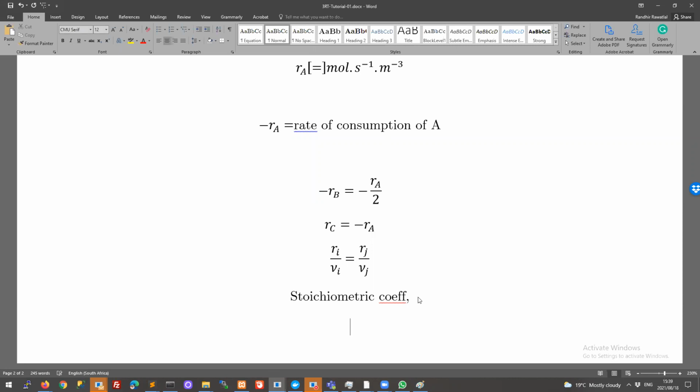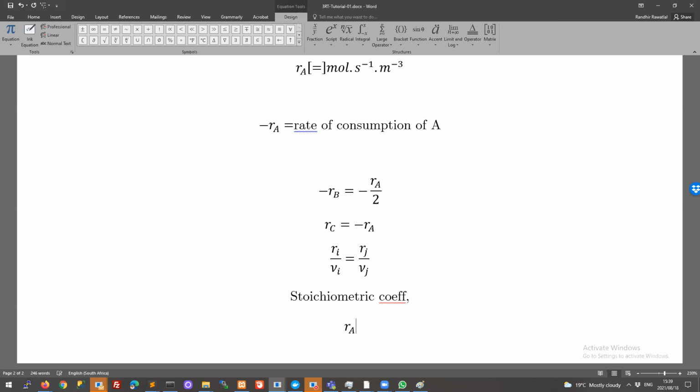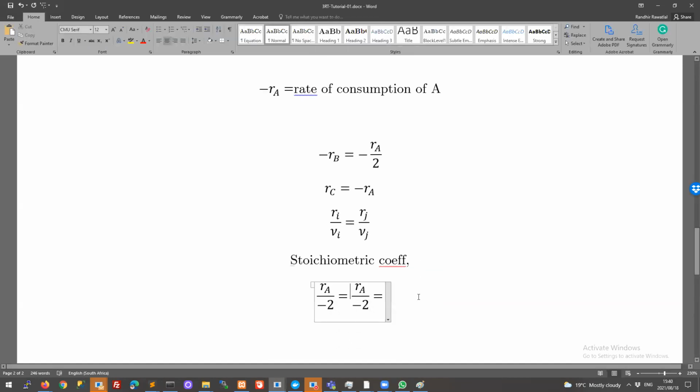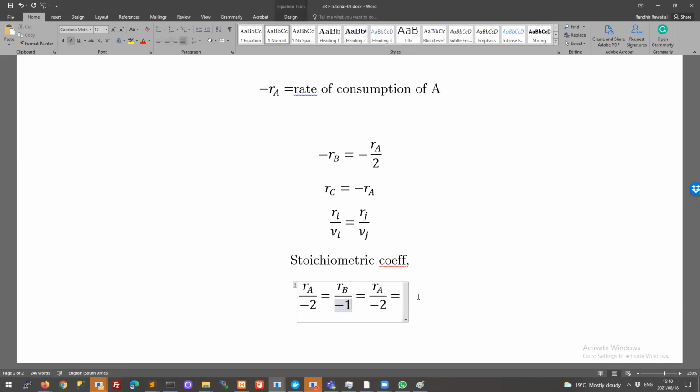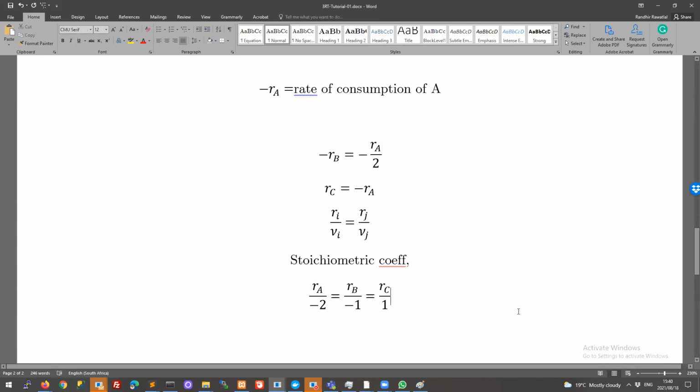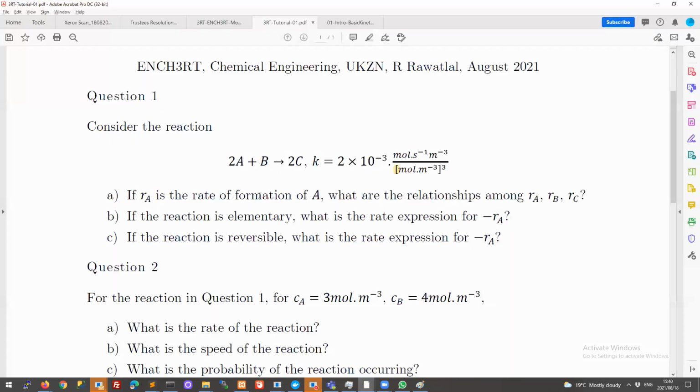So you can write here R sub A divided by, and the stoichiometric coefficient for A is -2. That's equal to R sub B, and its stoichiometric coefficient is -1. And then you've got R sub C, and its stoichiometric coefficient is +1. Okay, so that's how we can relate them.